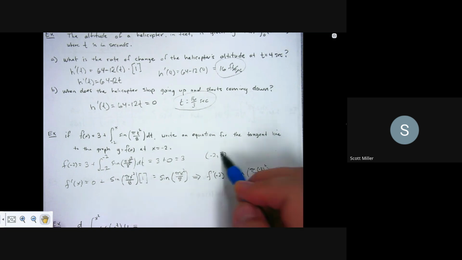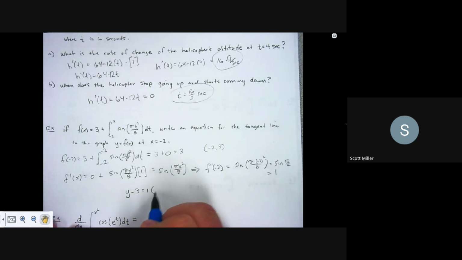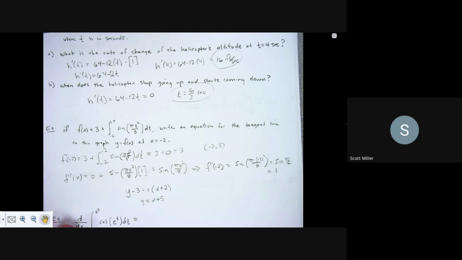So now I have my point, I have my slope, and so I just simply write my tangent line equation. y minus 3 equals 1 times x minus -2. You can write it like that, which is what I recommend. If you have to compare, you just move the 3 over here and you get y equals x plus 5. So either of these two formats is fine, but that's how you do it. Let's take a look at another one.